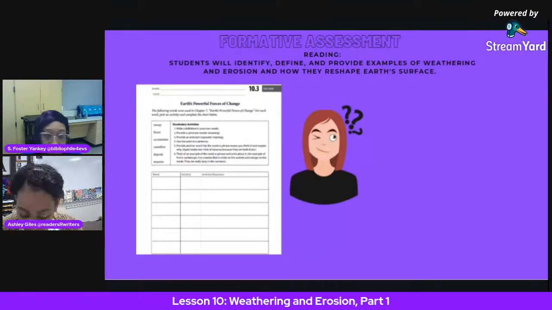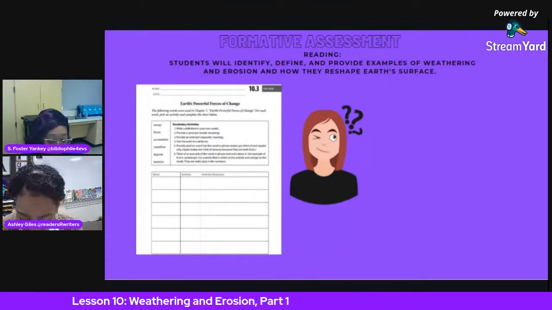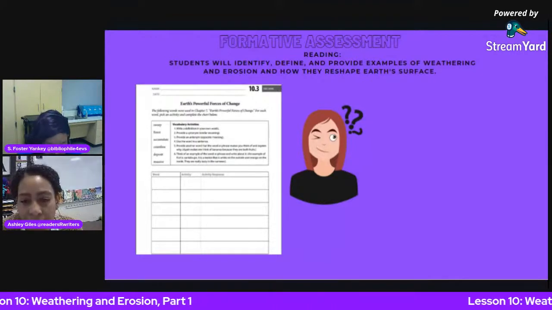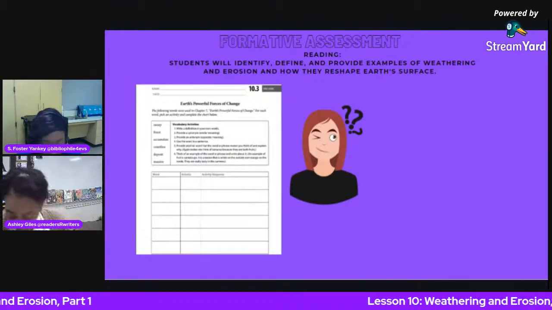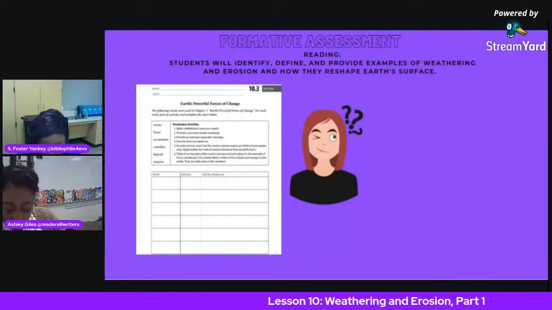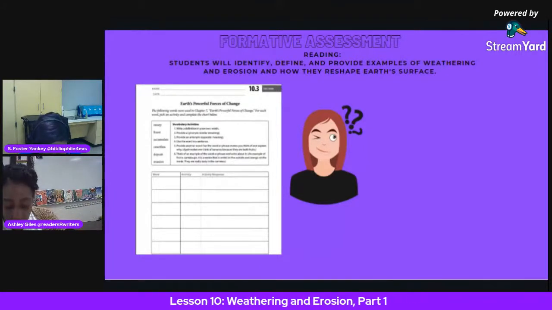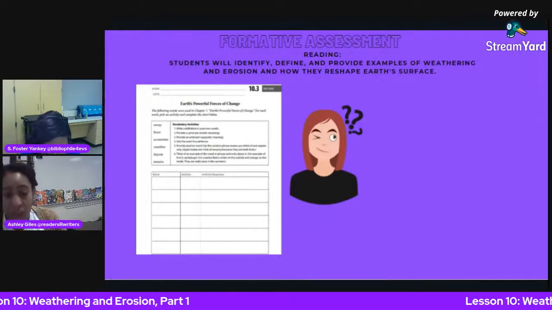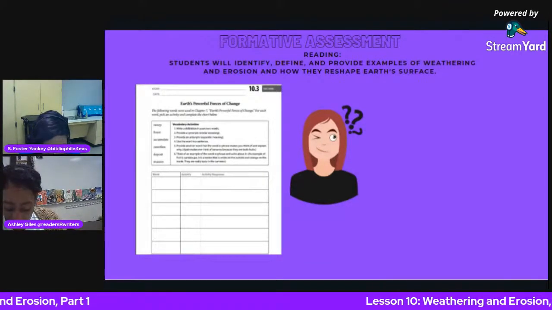So it says here the students create a flow chart to describe the process of chemical weathering. What page are you on? I didn't see the flow chart in there. I'm on the very first page of lesson 10, and it says flow chart. Oh, I see what you're saying. I didn't see it either. Okay, so they're creating a flow chart.